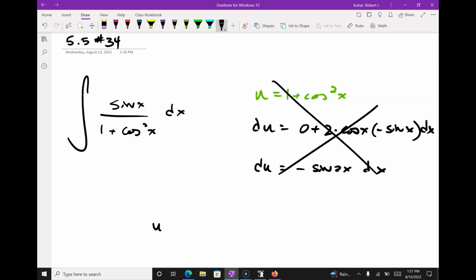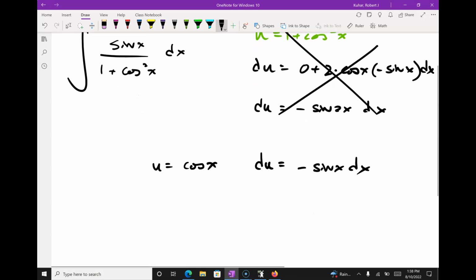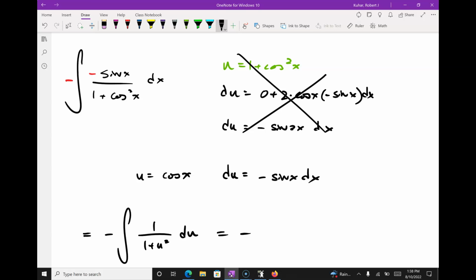So it turns out that u is cos of x. What's du? Nice, negative sine x dx. So I need a negative, I'm going to cancel it with another negative. So I now have the opposite of the integral of 1 plus u squared du. Look at it. What is it? What is the integral?